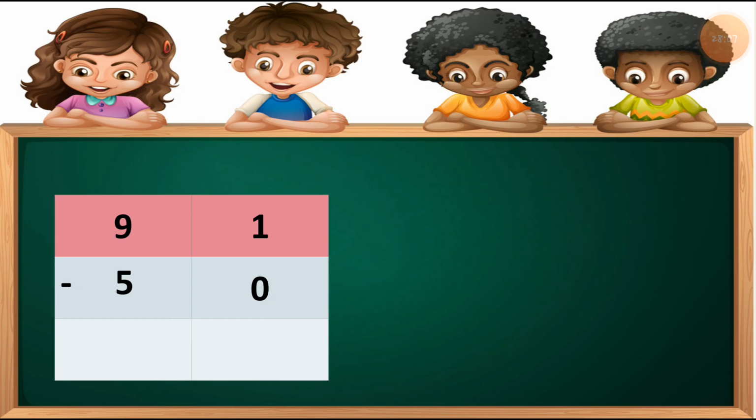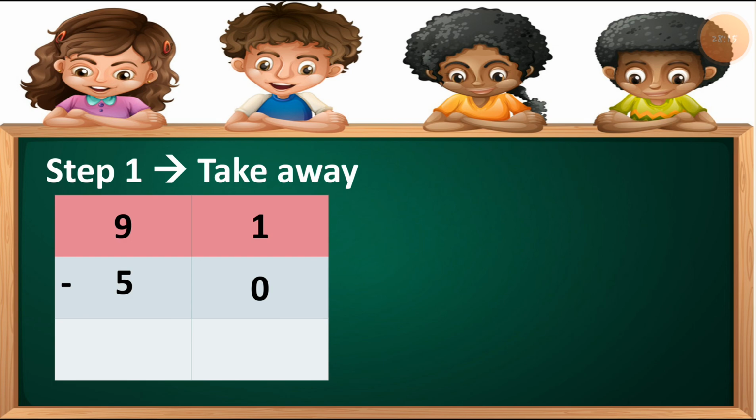Let's see this. Now here is 91 minus 50. So in this, step 1 is take away. We are subtracting the sum first. So here 1 minus 0 is equal to 1. Because 0 means nothing, we can't take away anything from 1. So I write number 1 as it is. Now let's move to the tens column, which is 9 minus 5 is equal to 4. So here we take away 50 from 91.